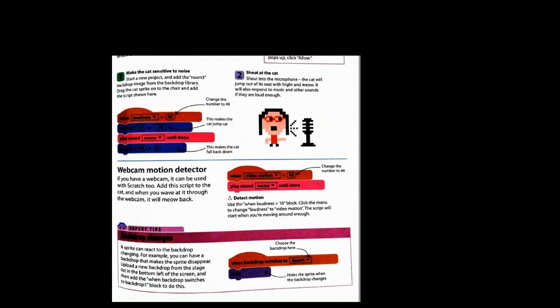Shout at the cat. Shout into the microphone. The cat will jump out of its seat with fright and meow. It will also respond to music and other sounds if they are loud enough.